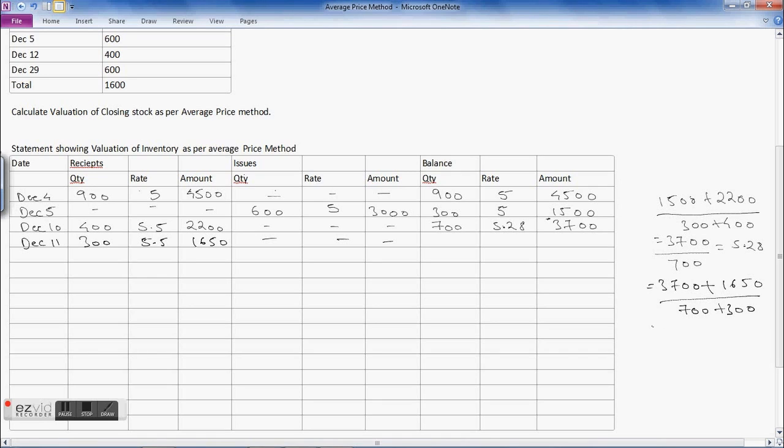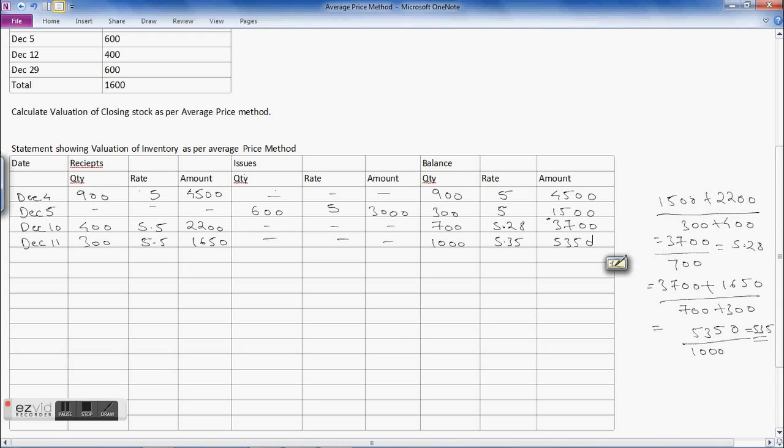So now this comes to how much? 3,700 plus 1,650, that is 5,350, divided by 1,000. So our average rate comes to 5.35. Correct? So 1,000 into 5.35, that gives us 5,350.